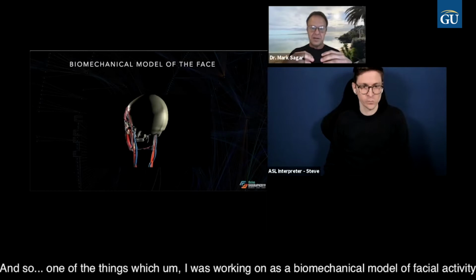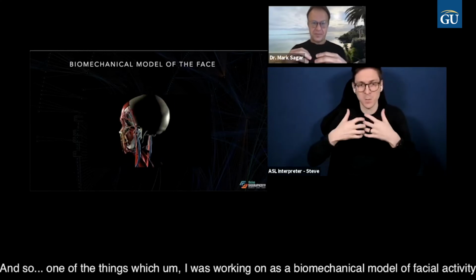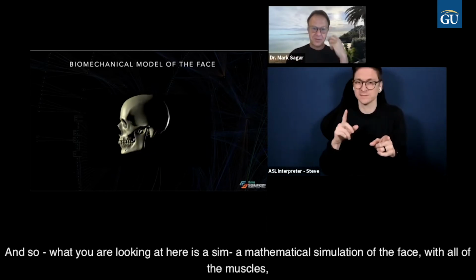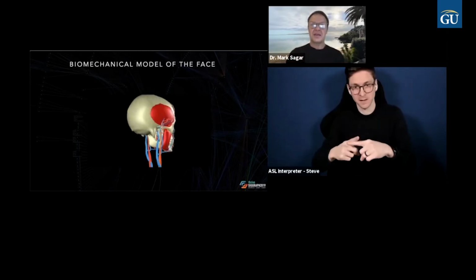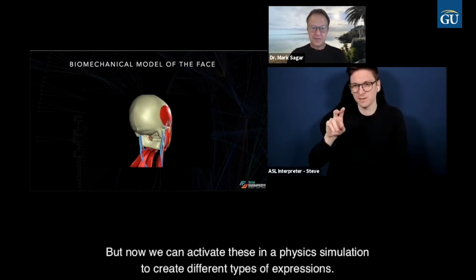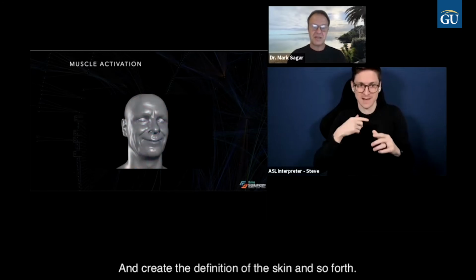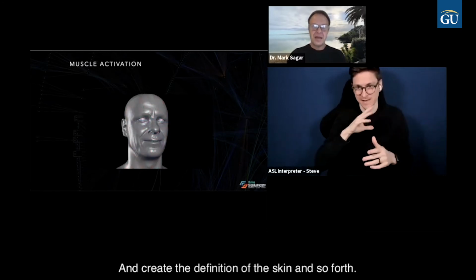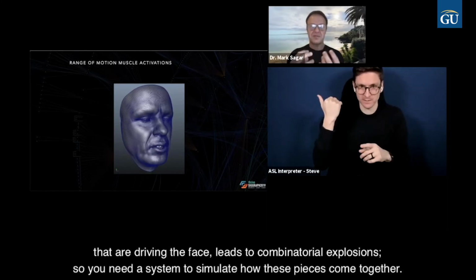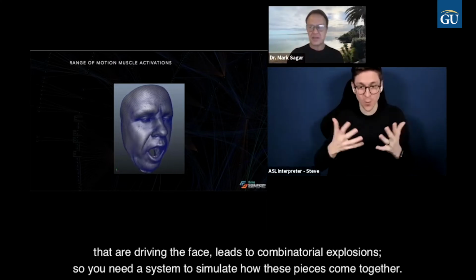One of the things I was working on was a biomechanical model of facial activity. What you're looking at here is a mathematical simulation of the face with all the muscles. The only thing which is not part of the computational model is the blood vessels. Now we can activate these in a physics simulation to create different types of expressions and create the deformation of the skin and so forth. We can combine these in many different ways, because the number of different combinations driving the face leads to combinatorial explosion, so you need a system to simulate how these pieces come together.